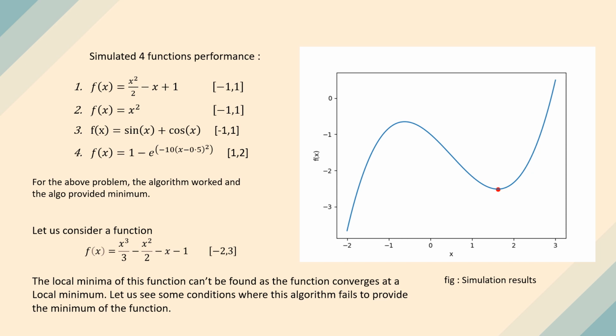So the algorithm worked fine for the other four functions that are mentioned here. Now let us consider the whole function. But now we will change the interval of the function to -2 to 3 from 1 to 2. Then this function will not be a unimodal function since it has a minimum and maximum. So the simulation result is provided here on the right side. As we can see, the algorithm converged at a local minima, but the minimum value in the given interval is found at x equal to -2. So this function in the given range shows that our optimization algorithm will not work for multimodal functions.